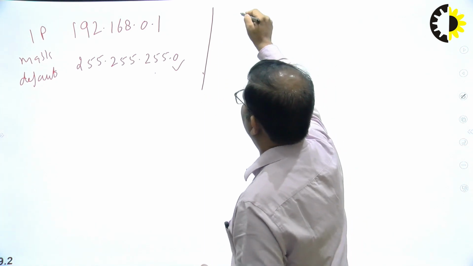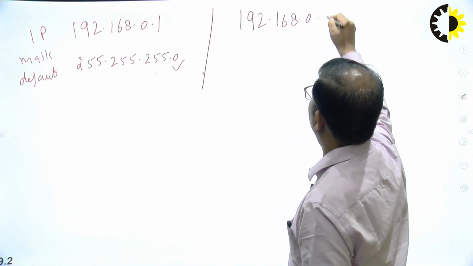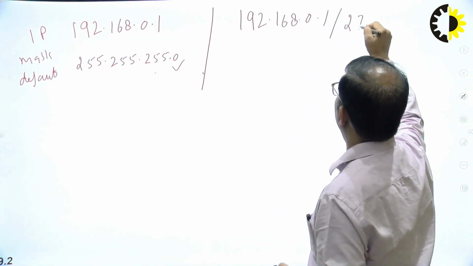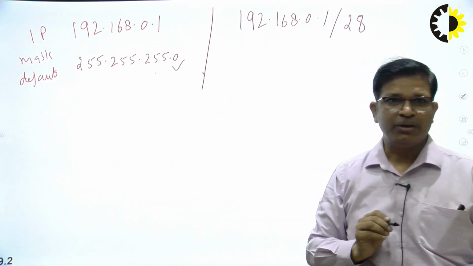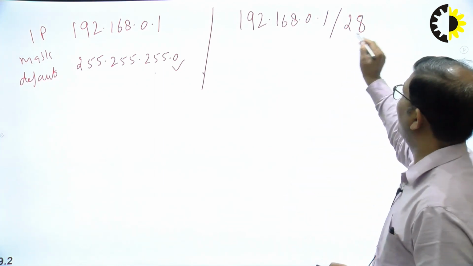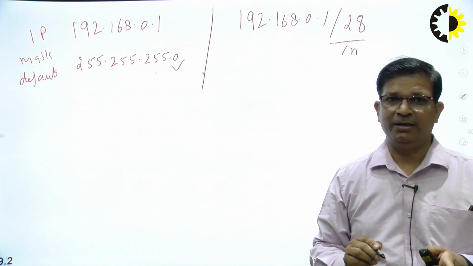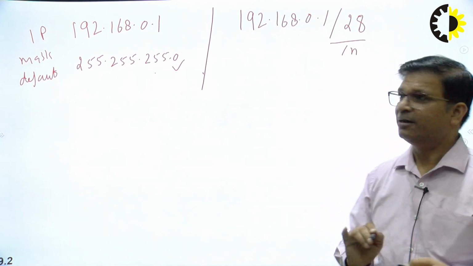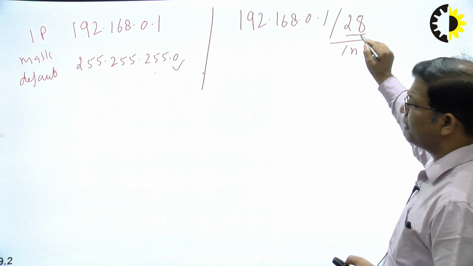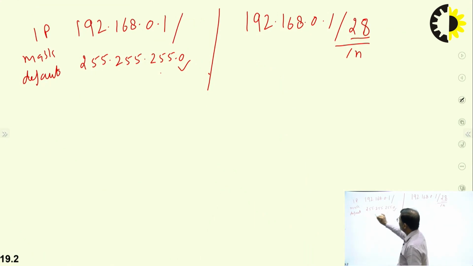This is classless: if the IP address is 192.168.0.1/27 or /28. If the IP address is represented with the slash notation, /n, this is called /n notation. So this is an example of classless IP addresses. What will be the mask for this classless? First 28 bits must be 1 in binary. The default mask means the first 24 bits are 1.